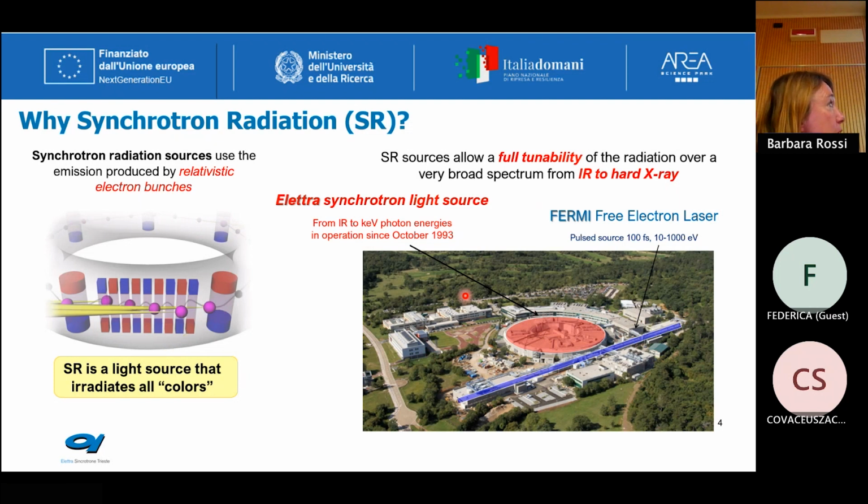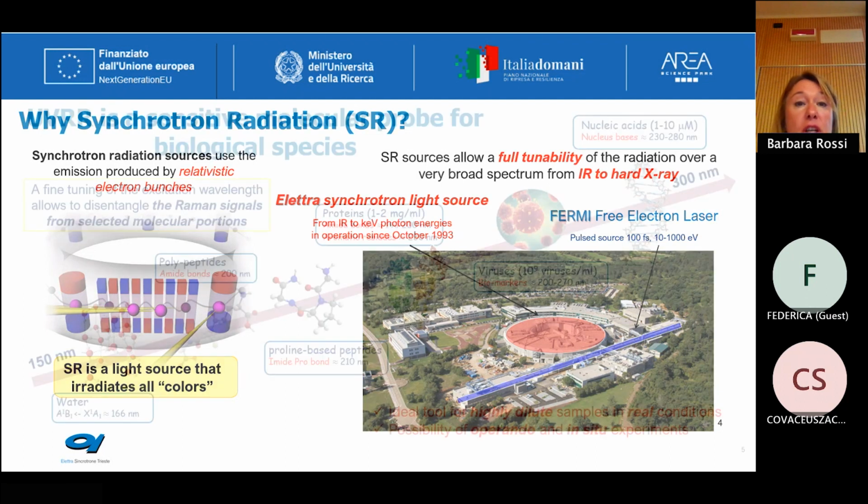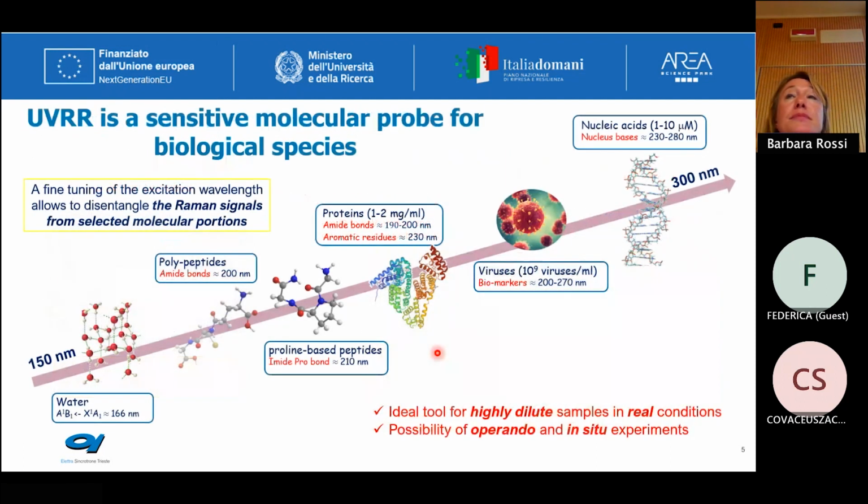And we use in particular the emission of the synchrotron light of Elettra in the UV range for UV Resonance Raman experiments that exploit this full tunability of the excitation source. So this fine tunability of the excitation wavelength allows us to disentangle the Raman signal from selected molecular portions.